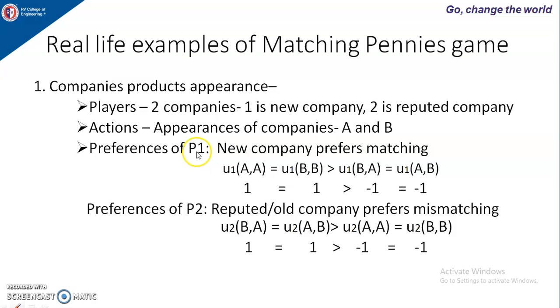The preferences of player 1: because player 1 is a new company, this new company prefers matching so that it can attract the customers. So the preferences will be AA and BB over AB or BA. The preferences for player 2: since it is an old or reputed company, it prefers mismatching, so the preferences will be BA or AB over AA or BB.